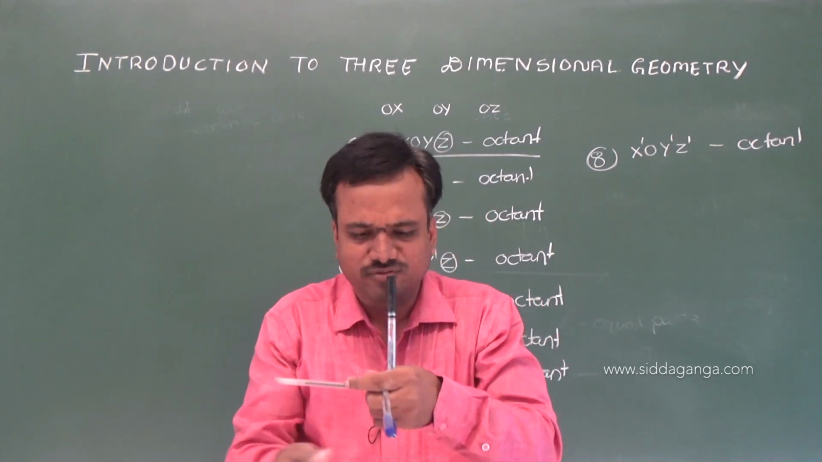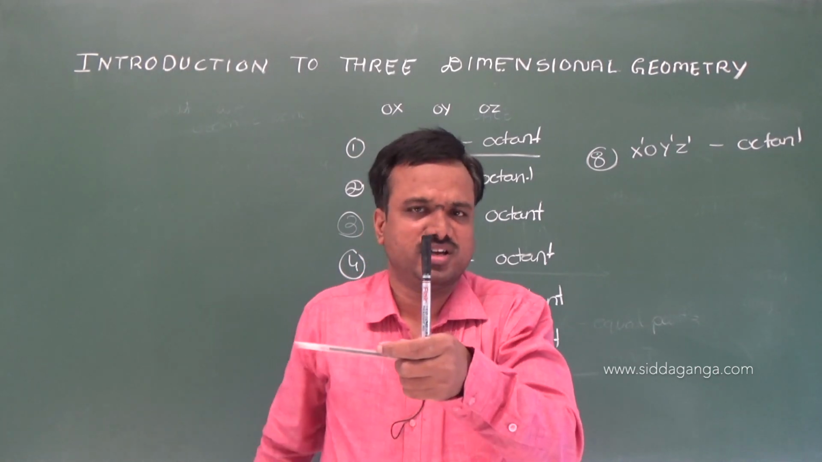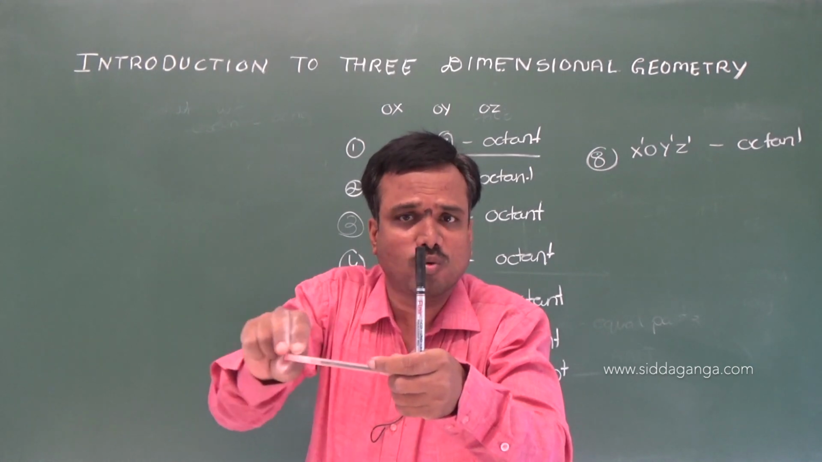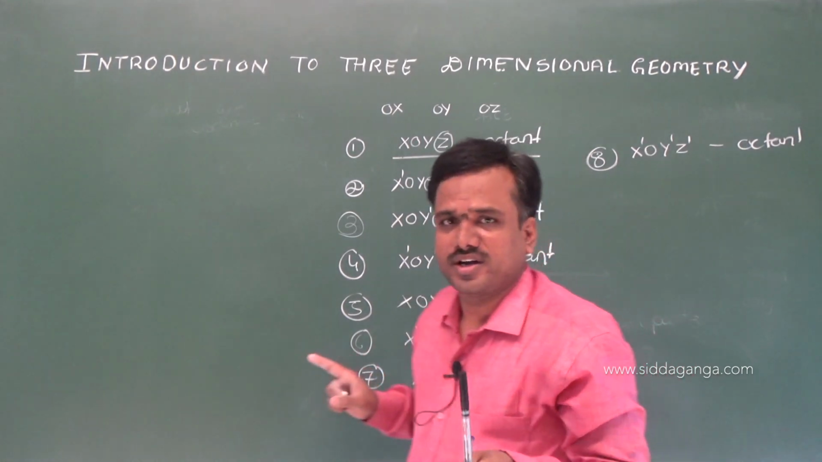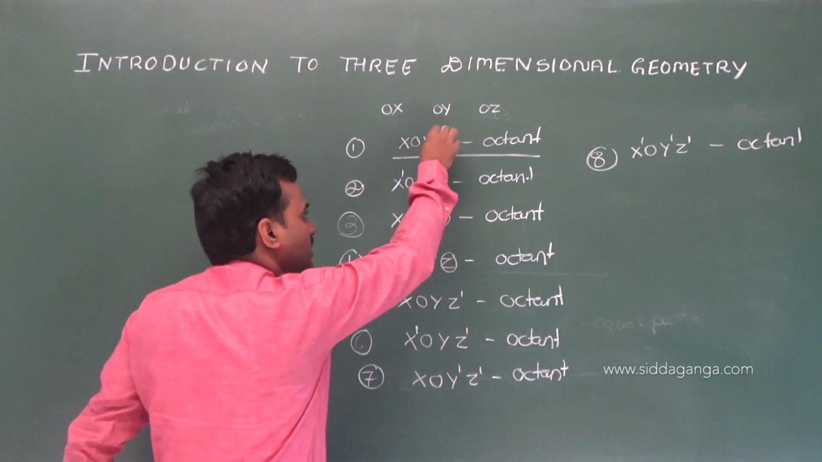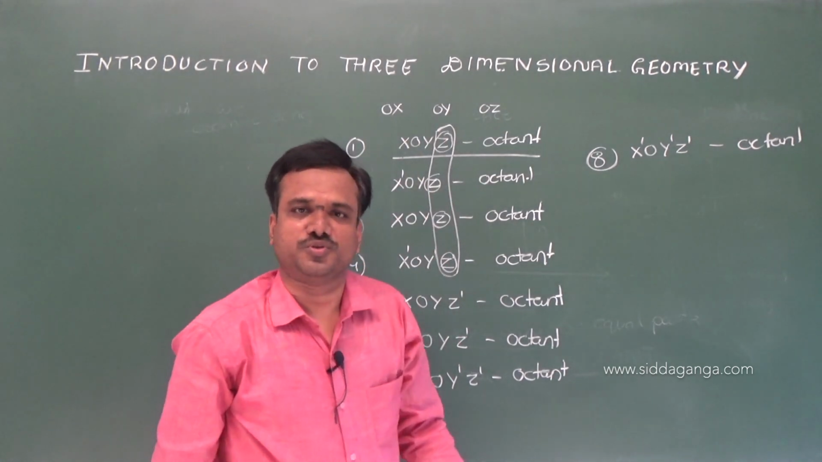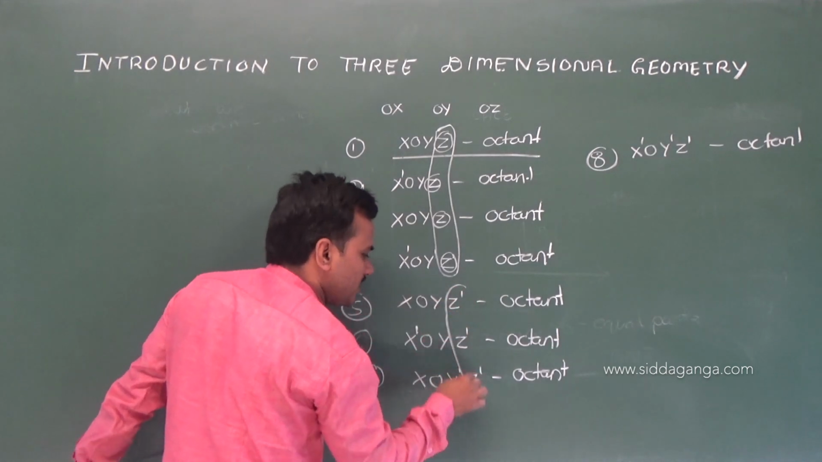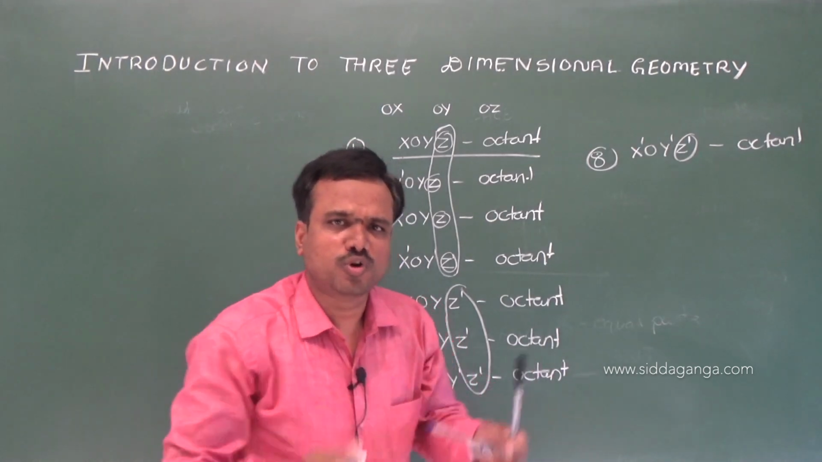Next, I shifted the positive direction of X axis to the negative direction of X axis. Then this octant contains the edges Ox dash, Oy dash, Oz: X dash, O, Y dash, Z octant. In these four octants, observe carefully, the Z we fixed is positive. We converted the positive Z to negative Z. We got four more octants.